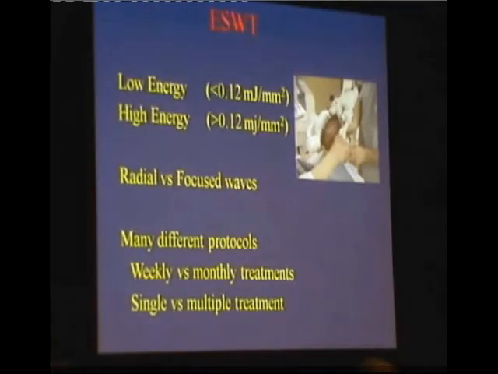The ultrasound treatment can be divided into low-energy or high-energy treatments. Some of the ultrasounds provide what's called a radial ultrasound treatment, where the energy is focused in a radial fashion as opposed to a focused wave where there is a narrow column of ultrasound of higher energy focusing in a more specific area. If you look at the studies, there are many different protocols. Some have weekly treatments, some have monthly treatments, some have single treatments, some have multiple treatments.